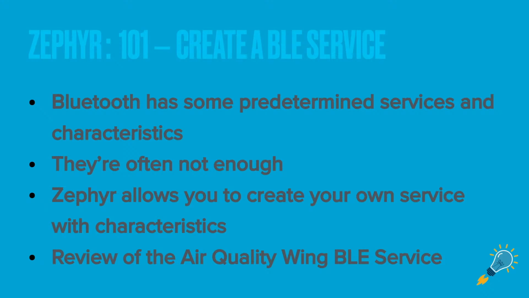So Bluetooth has some predetermined services and characteristics. You can, of course, use them. Those are like the heart rate monitor service and so on and so forth. So there's a bunch of examples. There's other ones that are becoming more adopted, like the Nordic UART service. But they're often not enough for our purposes when we're creating something custom.